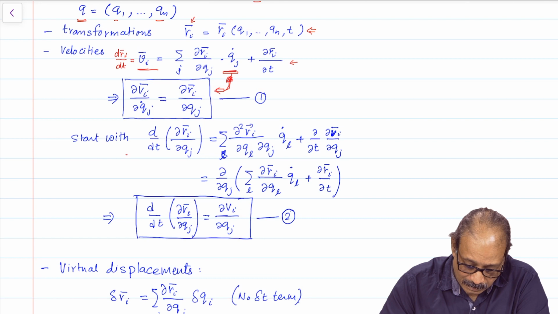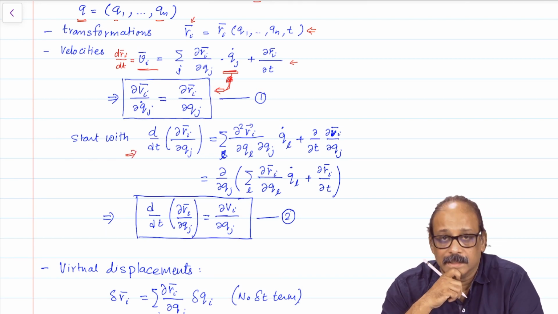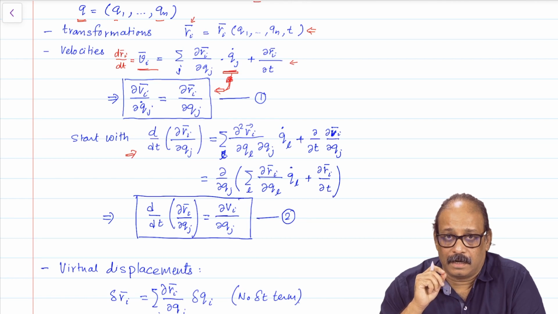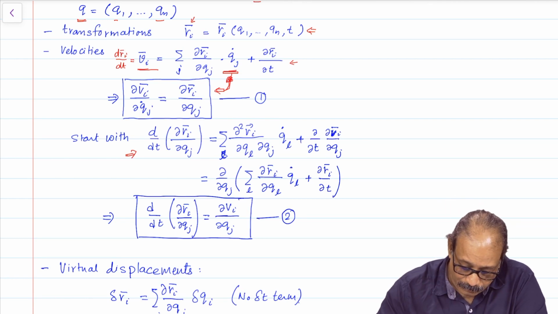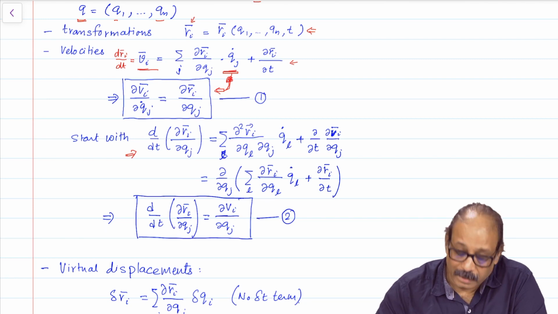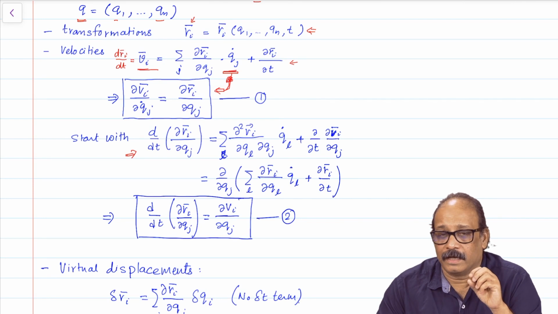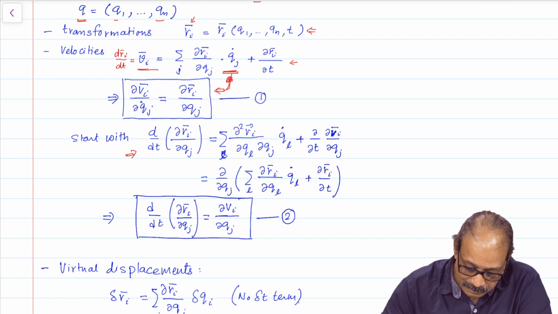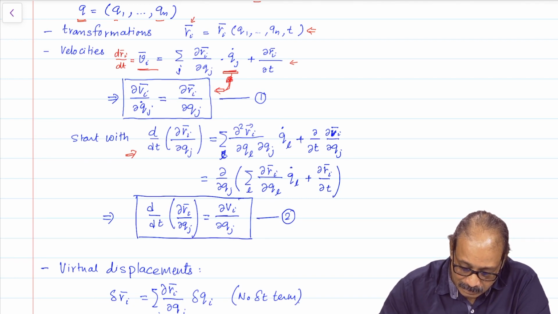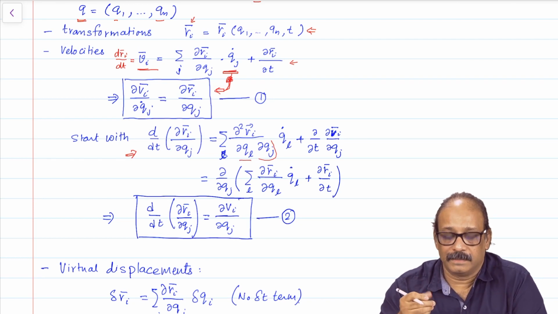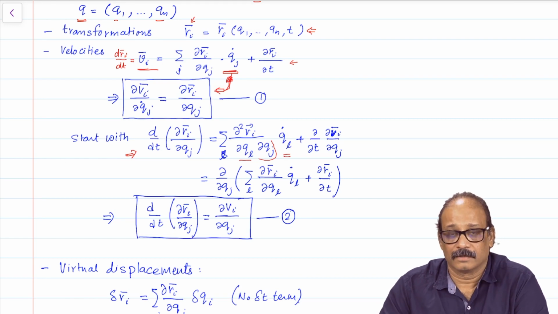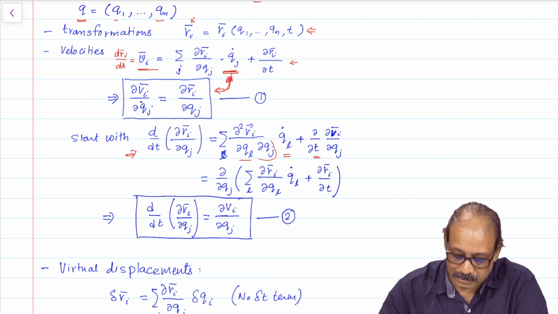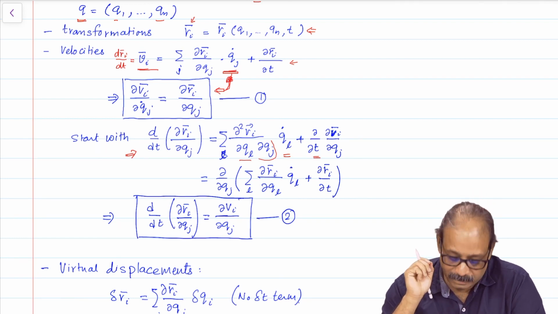Now, look at this expression. If I calculate this d by dt of del r_i by del q_j, then what I get is this. First, again you see, the entire derivation is all about the use of chain rule and partial derivatives. So, when I take this derivative, what I get is this. I take the derivative of del r_i by del q_j with respect to q_l and into dq_l by dt, which is just q_l dot here, and one more partial derivative with respect to time, because time appears explicitly.